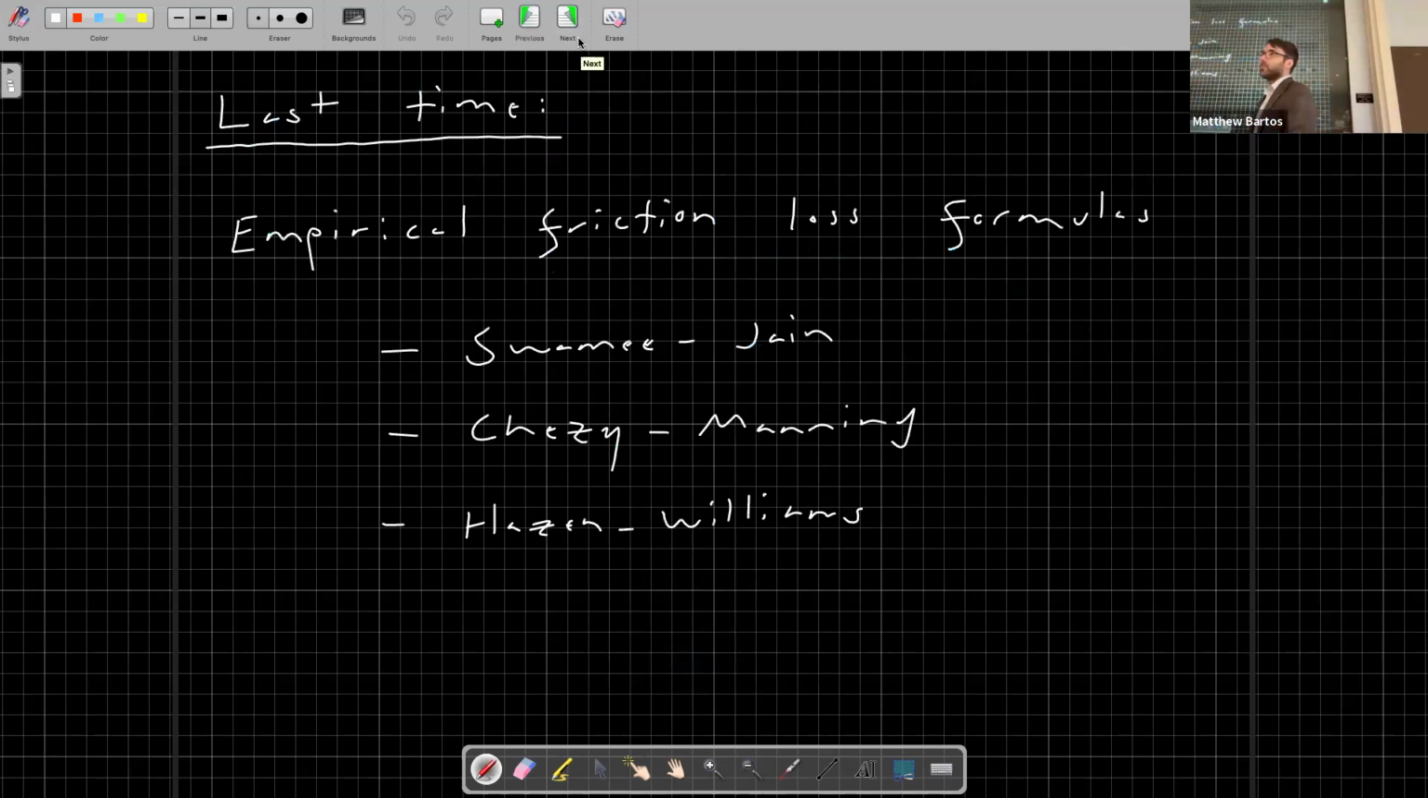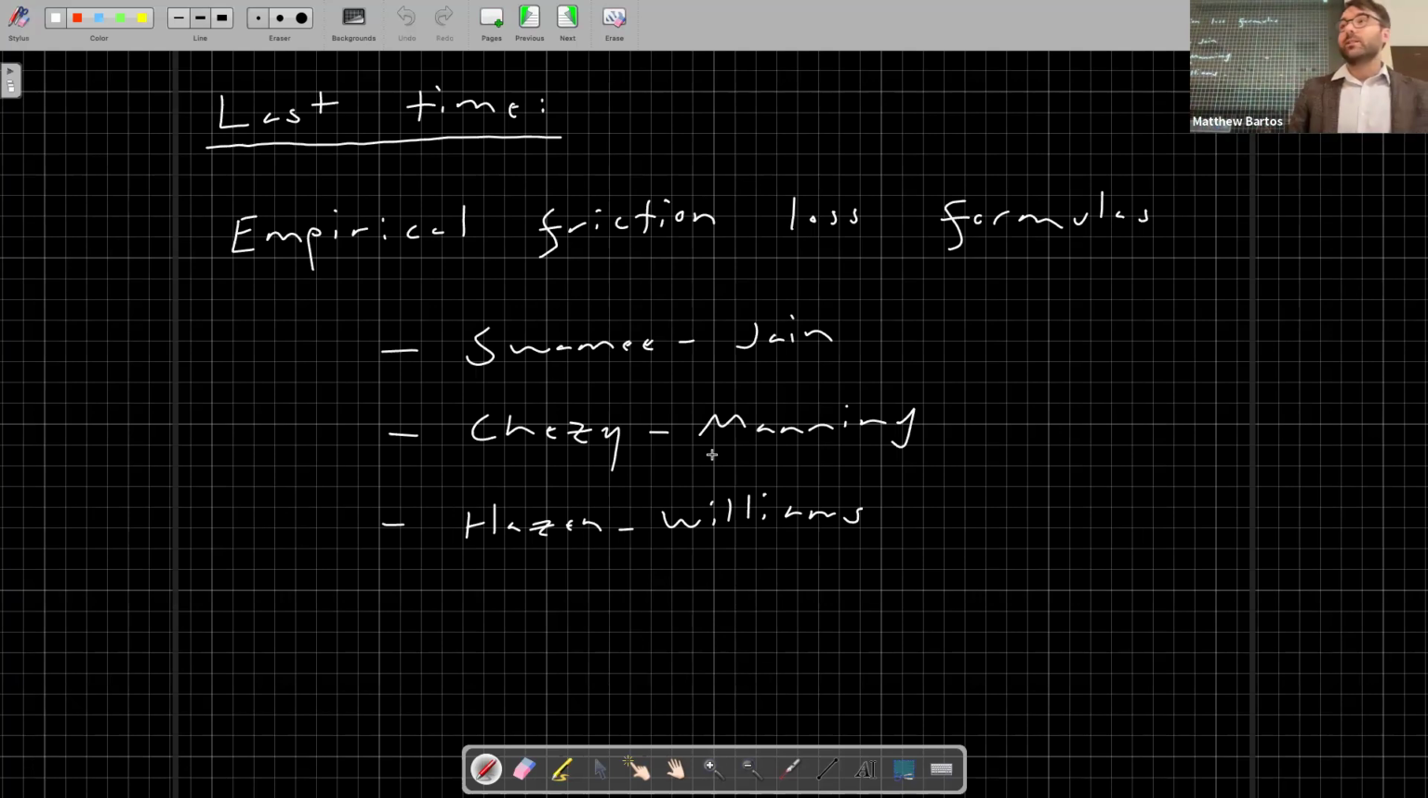So last time we talked about empirical friction loss formulas. These are designed to make your life easier when solving hydraulic design problems that depend on frictional losses. So we introduced three different models. The first is the Swamy-Jain approximation for computing the Darcy-Weisbach friction factor. This is used with the Darcy-Weisbach model for head losses, but it's another method for finding that friction factor coefficient f instead of Colebrook-White that doesn't involve an iterative solution.